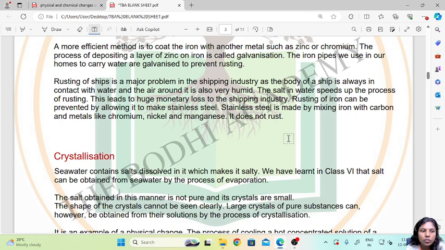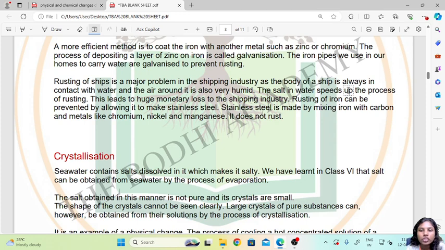Now, rusting of ships is a major problem in the shipping industry. Why do you think so? That is because most of the time the bottom of the ship is in the water. So for them, this is the major problem that the shipping industry is facing.